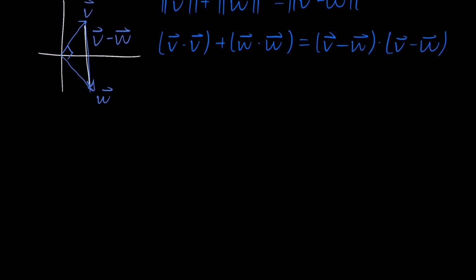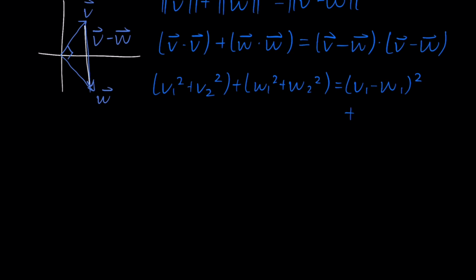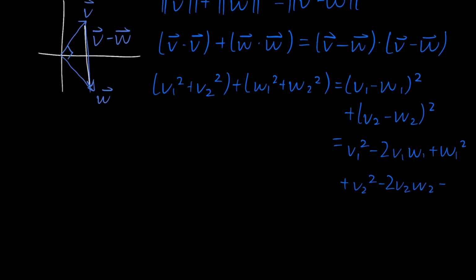And writing this out in component form, we have V1 squared plus V2 squared plus W1 squared plus W2 squared is equal to V1 minus W1 squared plus V2 minus W2 squared. Now, if we expand the right-hand side, we have V1 squared minus 2 V1 W1 plus W1 squared, and then plus V2 squared minus 2 V2 W2 plus W2 squared.